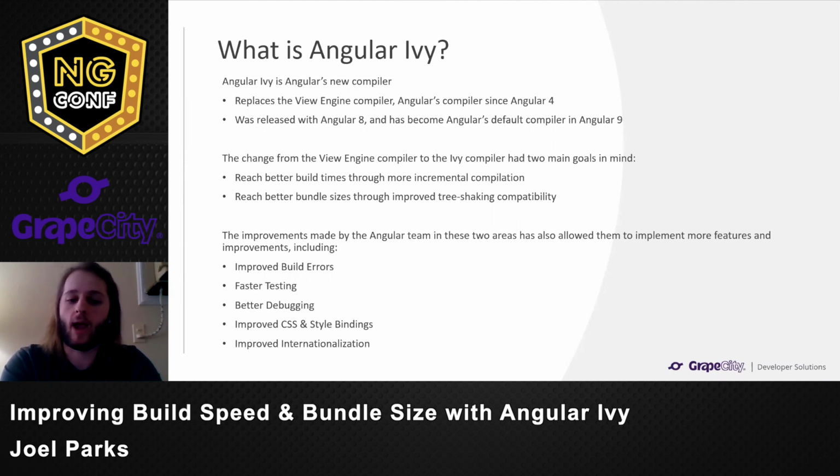Now, Ivy is a large step for Angular. It's a complete redesign of how the framework functions internally without changing the way that we as developers have to write our Angular applications. The redesign of Angular with Ivy serves two primary purposes, and that's to reach better build times through more incremental compilation and to reach better bundle sizes through improved tree shaking compatibility. The most important part of all of this is that as developers, we won't have to change the way that we write our applications. Ivy aims to be compatible with existing applications, and using it will be as easy as flicking a switch for most projects.